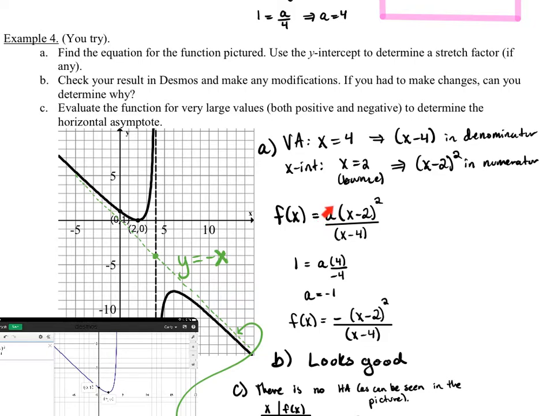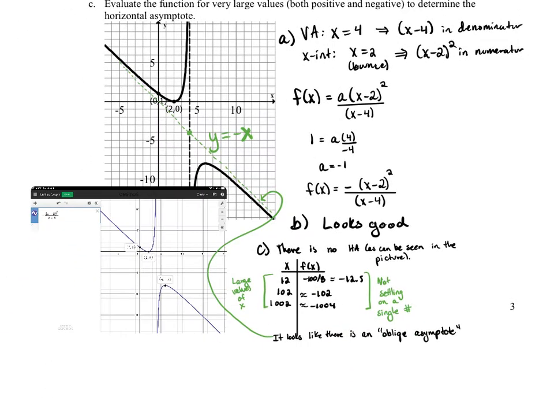So my stretch factor I'm just going to call a, and then I'm going to plug in this point (0, 1). So I'm plugging 1 in for y, 0 in for the x, and I get a equals -1. So here's my function: zeros or x-intercepts in the top, vertical asymptotes in the bottom. I checked it in Desmos, and everything looks good.